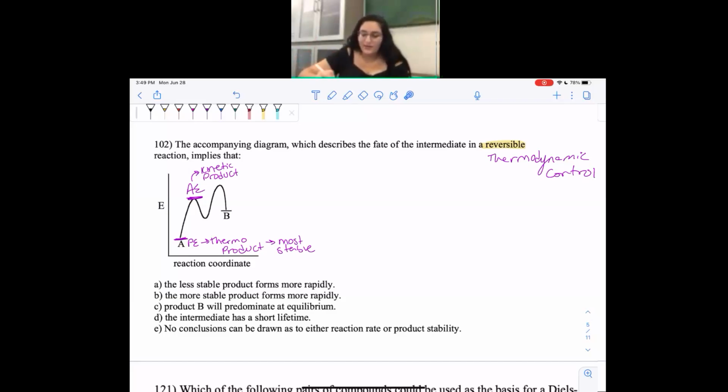So the less stable product forms more rapidly. No, because we know kinetic product and thermo are together. It's under thermodynamic control. So the most rapid product will be the most stable one. We know that product B will be predominated. No, that is the less stable one. That's not true. We don't have enough information, but we can say that B is correct because the more stable product forms the most rapidly. Most stable forms more rapidly.